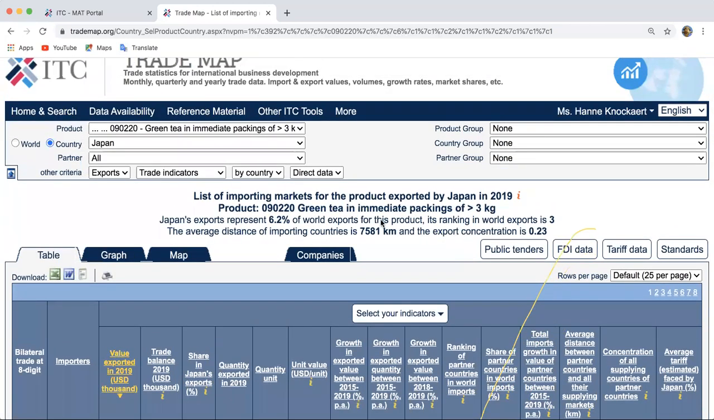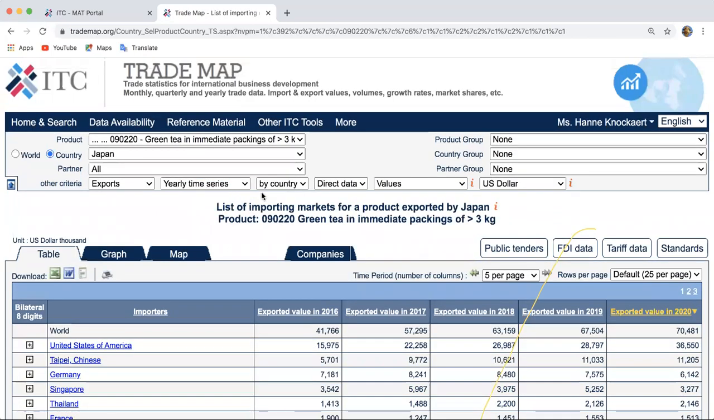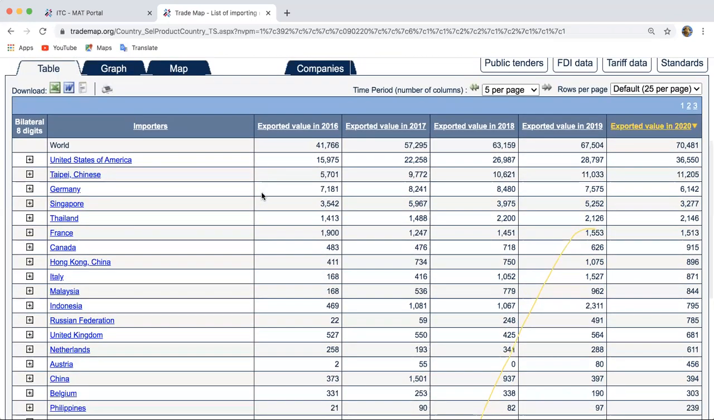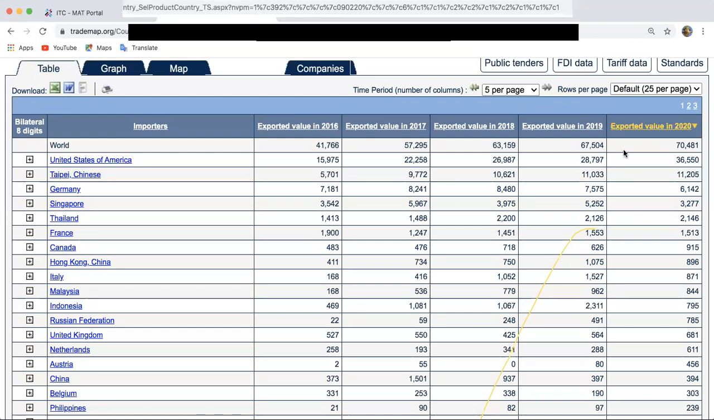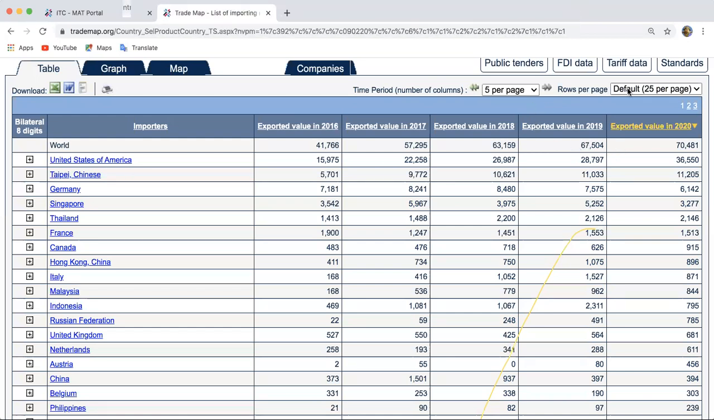Let me look at something else. You want to look at the more raw data, as I said before. We can look into time series, and you can also get to the time series straight from here. So we look at the yearly ones, for example, and we can see per year what has been exported by Japan to these markets. So I can change how many columns I want to see, and we can go up to 20 per page.